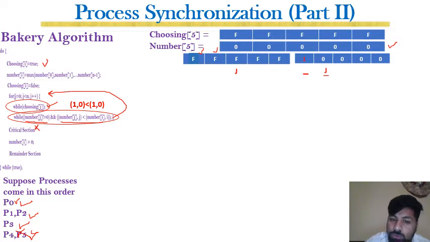Now j of choosing moves to two location, and similarly j of number will also move ahead. Similarly, this j will proceed ahead, and eventually it will reach the end, because we had run this loop for j equal to 0 to j less than n, and now we have reached j equal to 4, and that is the end. So this process p naught that was trying to enter the critical section has passed the test, and now it has to enter the critical section. So in this way p naught will enter the critical section.